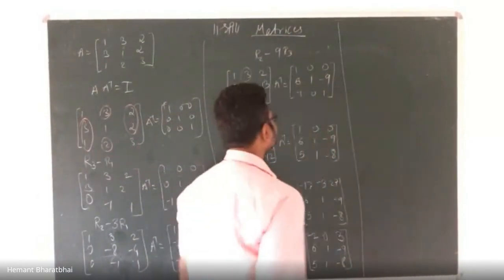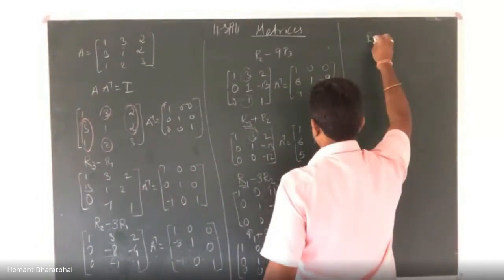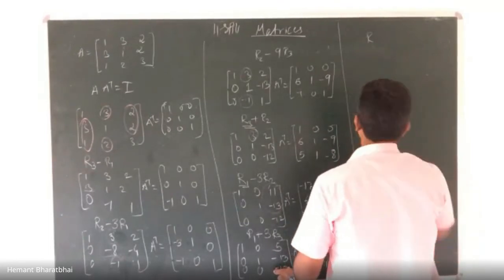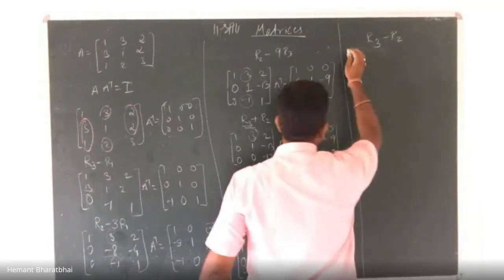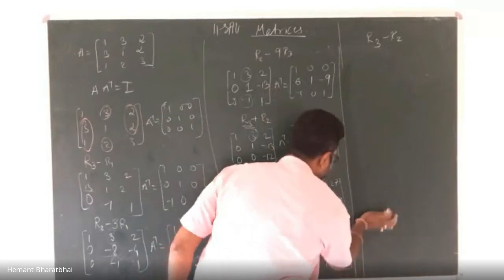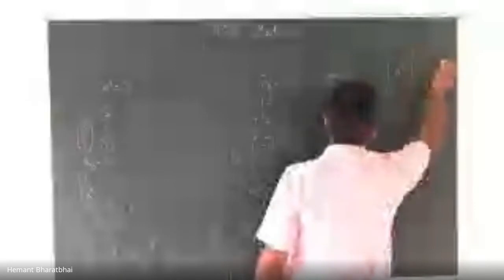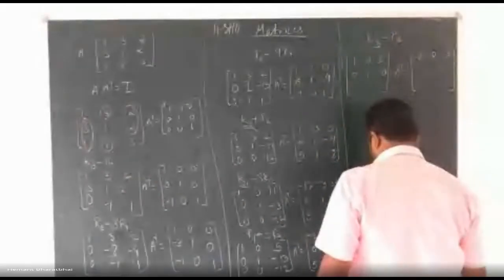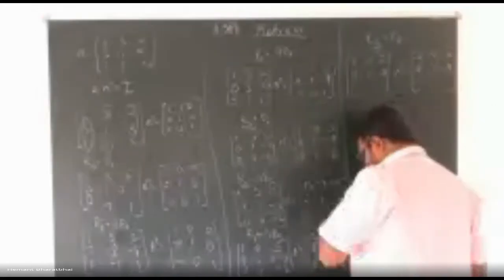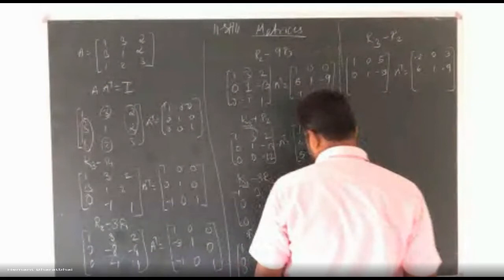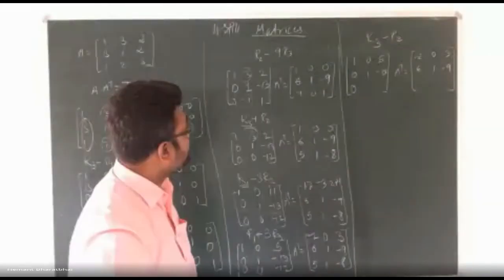Or else let me make it as 1. Let me get 1 over there. So to get 1 over here, I can just subtract. So I'm doing R3 minus R2. When I'm going to do R3 minus R2, I'm going to do transformation only in R3. So R1 and R2 as it is: 1, 0, 5, 0, 1, minus 13, and here 0, 3, and here 6, 1, minus 9. Okay. So I'm going to do R3 minus R2. So 0 minus 0, that is going to be 0, 0, minus 1.